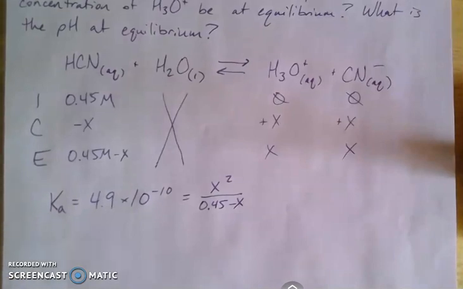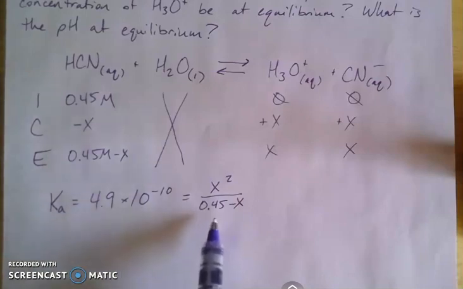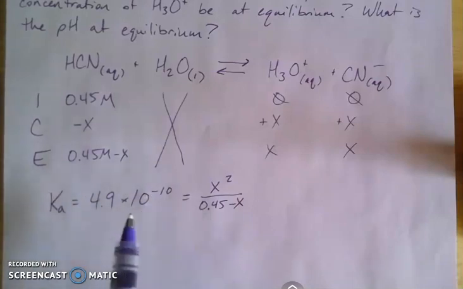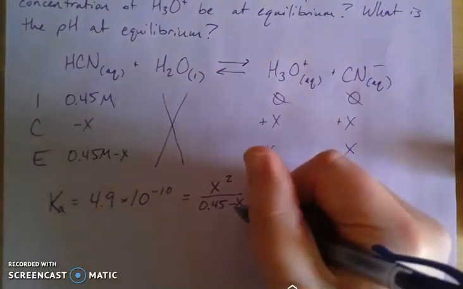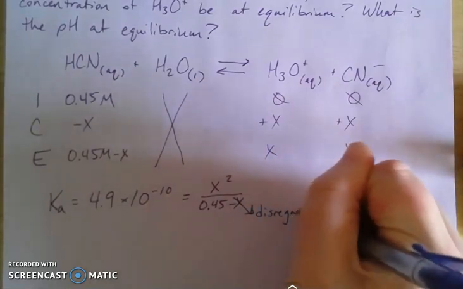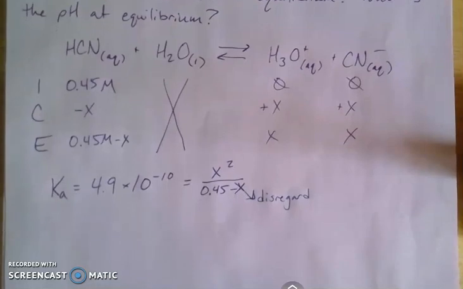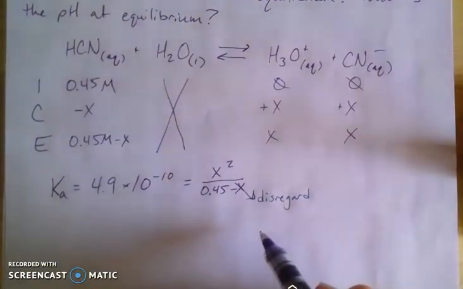And if I look at this problem and I compare the magnitudes of my Ka value to my concentration, there's greater than 3 orders of magnitude difference. So I'm going to disregard this X, because if I was thinking about this in terms of significant figures, then it would just round out. So I don't have to worry about it. I'm going to disregard that X, which makes my math a little friendlier.